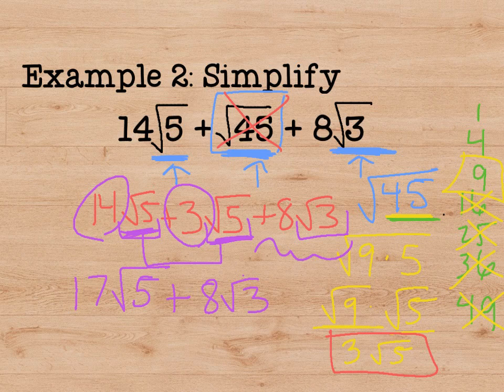So, am I done yet? That's always a good question. As soon as you see that you have two different numbers in the radical and they're both as simplified as they can be, that means that you know that you're done.